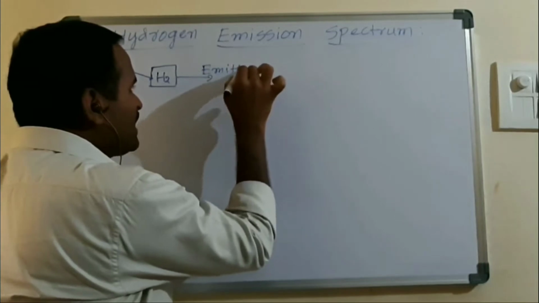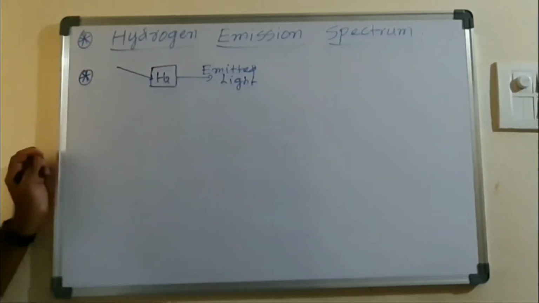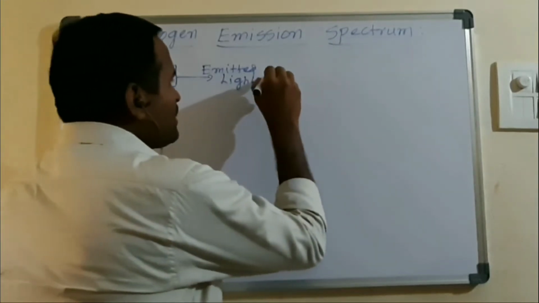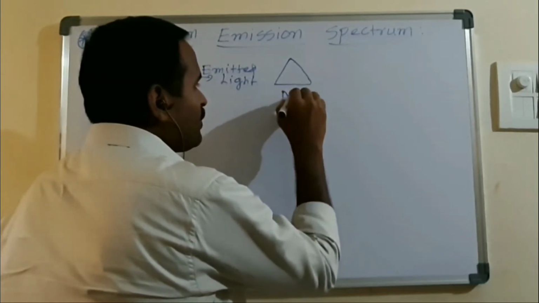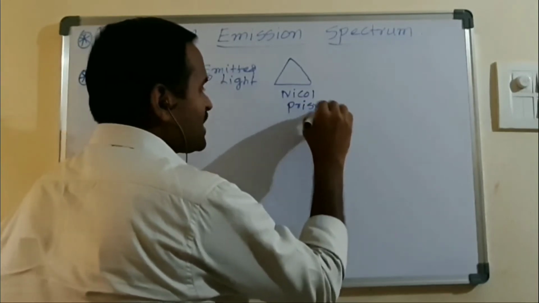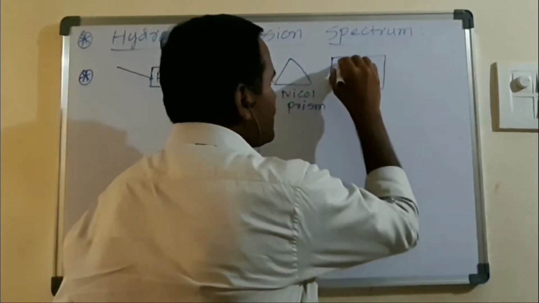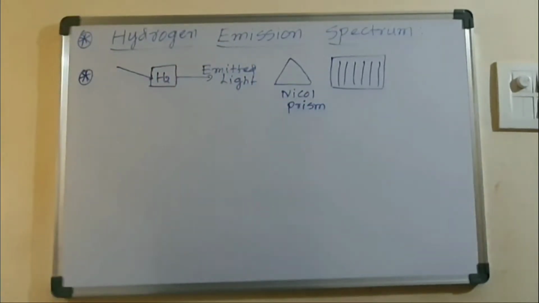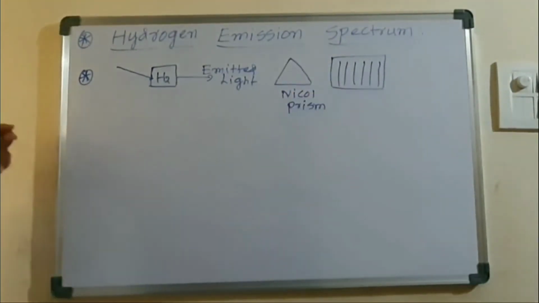and this emitted light is going to be passed onto the prism, right? Whatever light is emitted from the hydrogen gas, if you pass it onto the prism, the spectrum obtained here is full of different lines. The spectrum which is obtained here, we can call it the hydrogen spectrum.